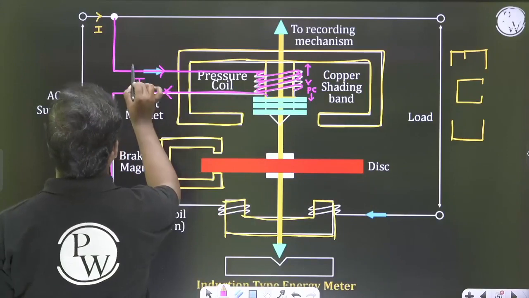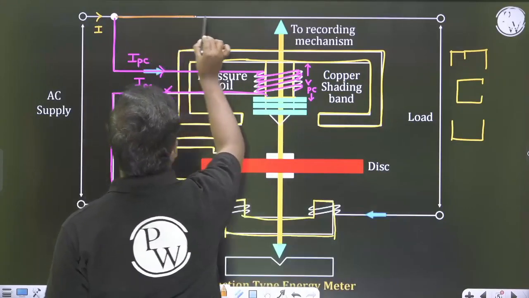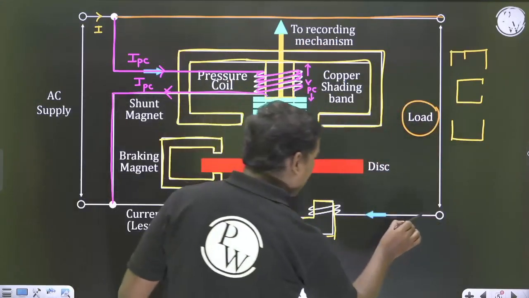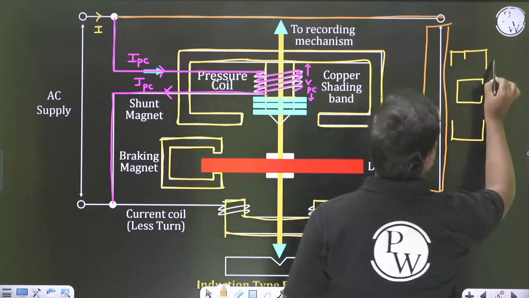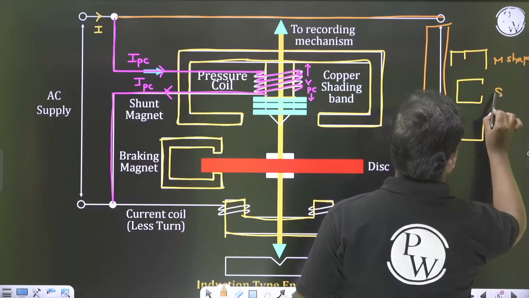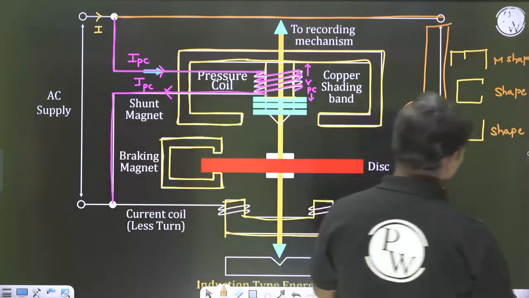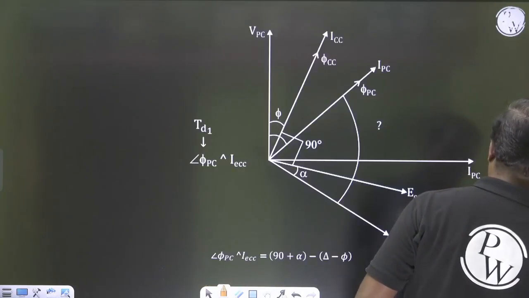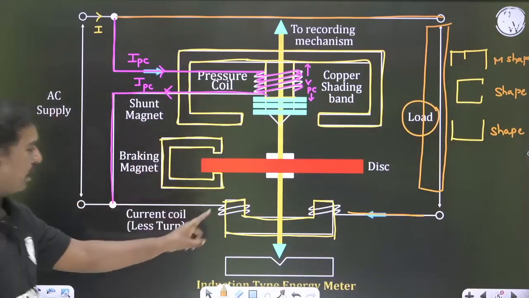Next, if you see, there is the other part. So this is the IPC, and there is another part of the current which is going like this. This is passing to a load. This load can be a refrigerator, a motor, anything like this. So you can imagine a load here. This is the M-shaped magnet. Just don't get confused. This is the C-shaped magnet, and this is the U-shaped magnet.